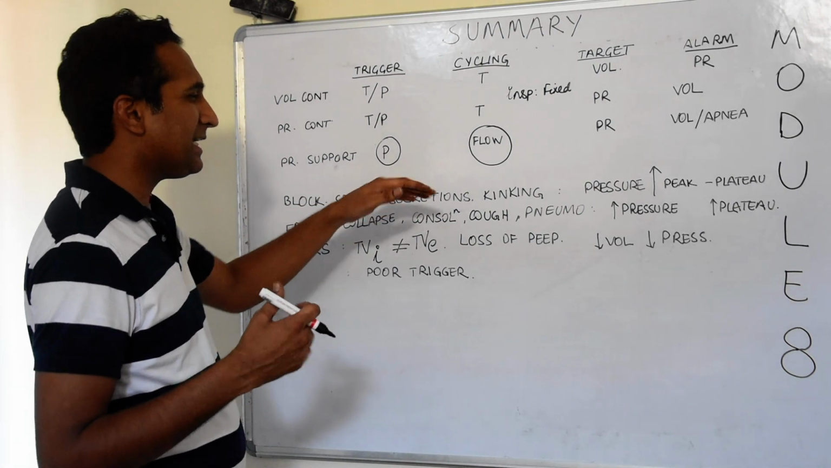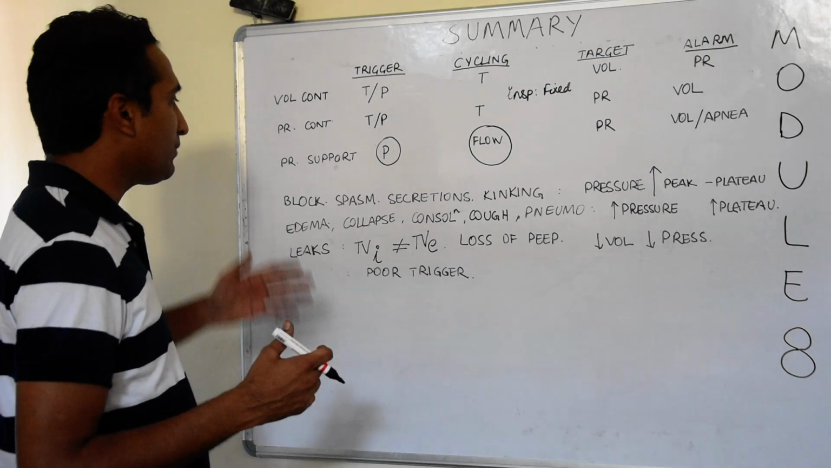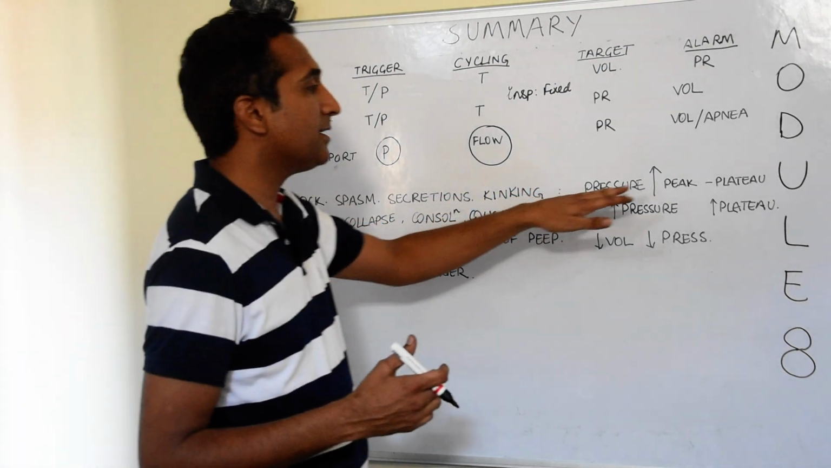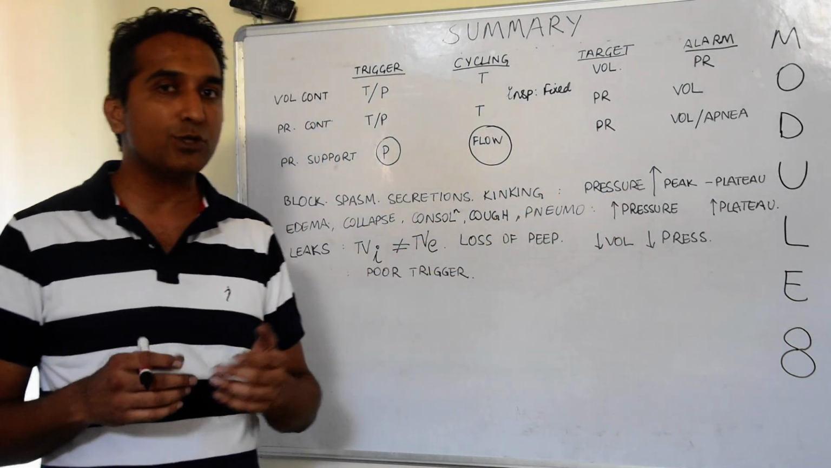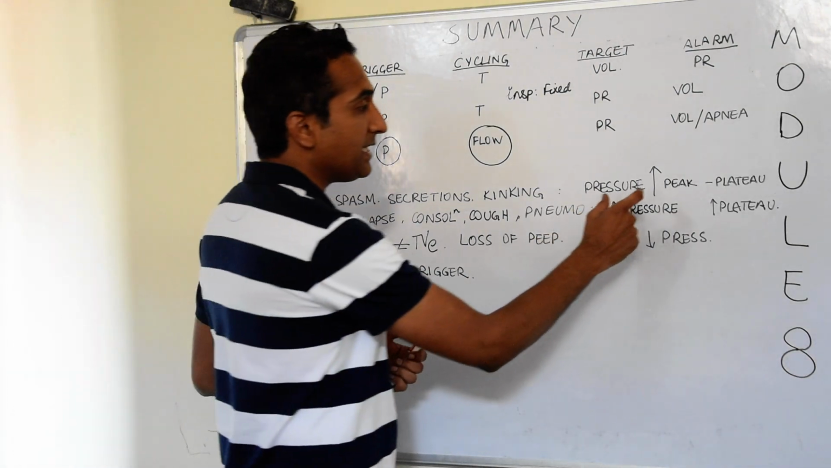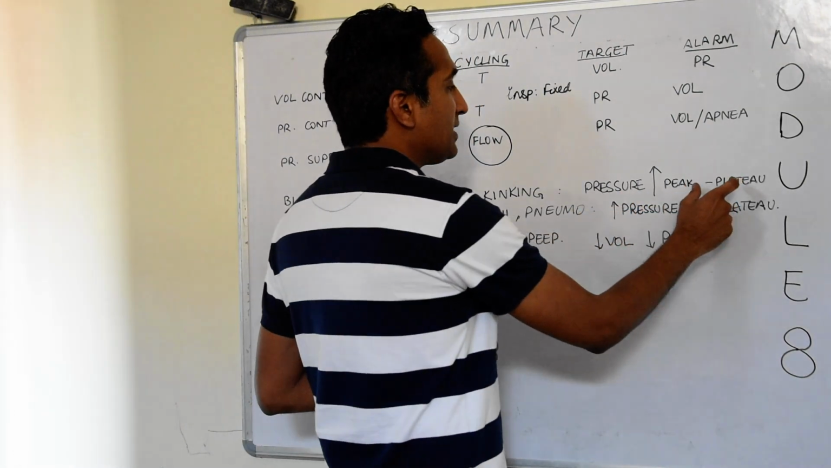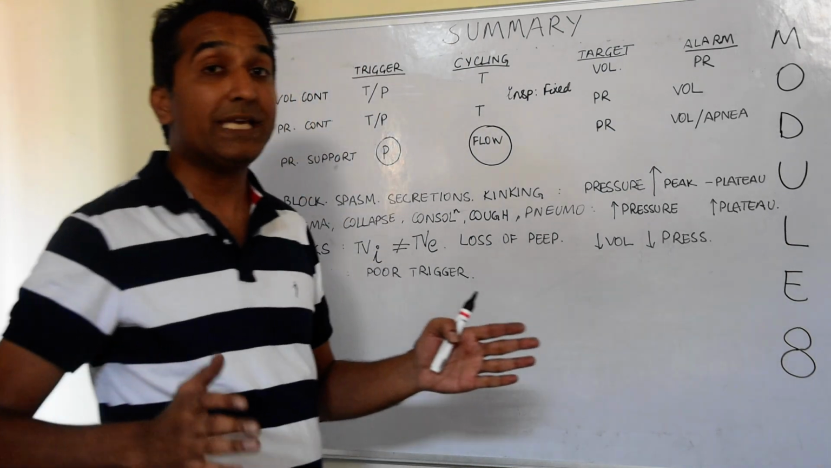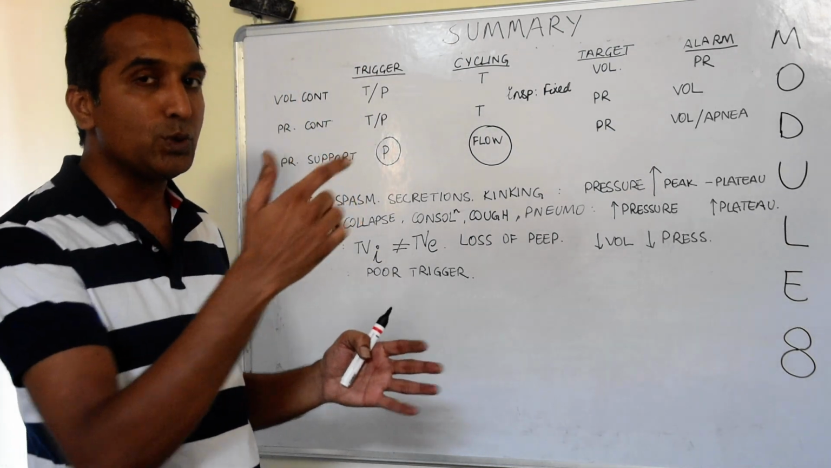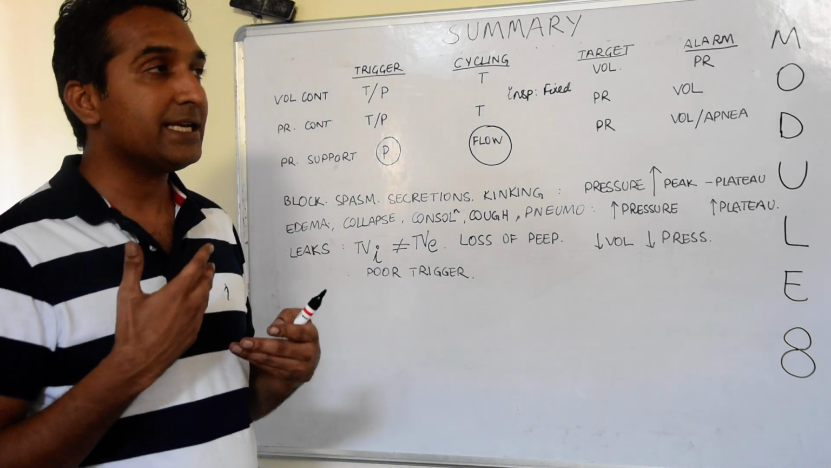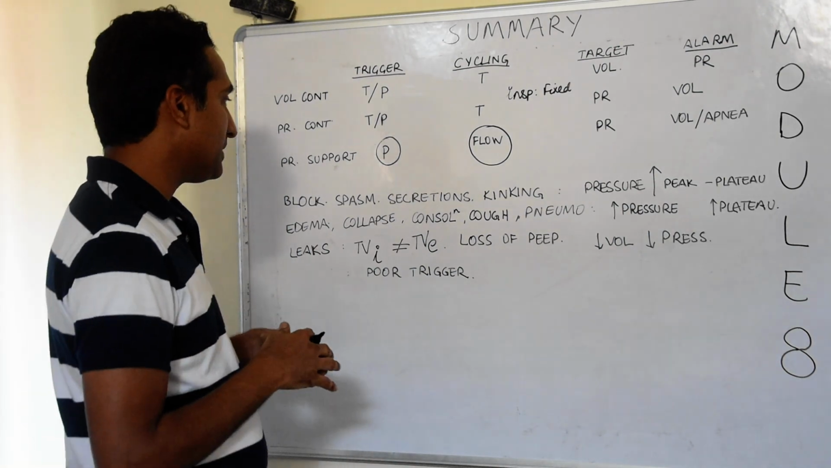Now let us look at the major issues which can happen, like a block of the airway, spasms, secretions, kinking of the tubes. What will they do? They will increase the pressures. And if the patient is on a volume control mode, we can actually see the peak and the plateau pressures, and the difference between the two increases, which points to the problem being with the resistance in the airways.